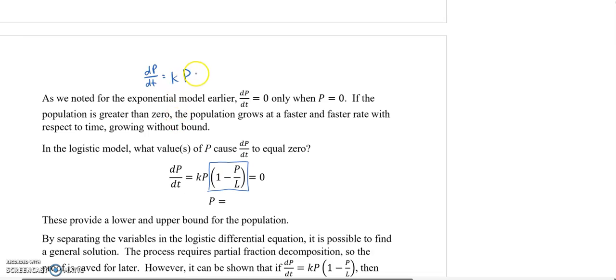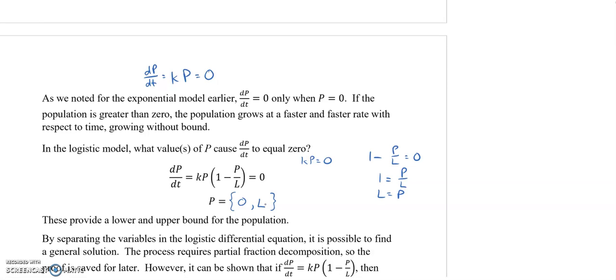So if I ask the same question, when does this equal 0 versus when does that equal 0? If I ask the question about the differential equation, I've got two different factors. I've got kp equals 0, but I also have 1 minus p over L equals 0. Solving for p here, I'm going to get p equals 0, same as before. But if I solve for p here, I'll add the fraction to the other side and multiply both sides by L, and we're going to find that when p equals L, our carrying capacity, then our differential equation is going to equal 0 again.